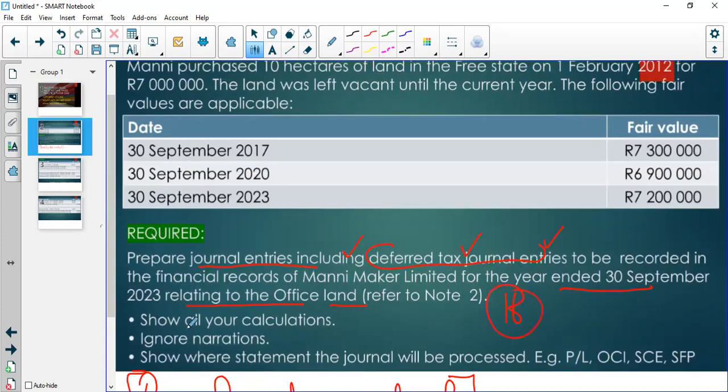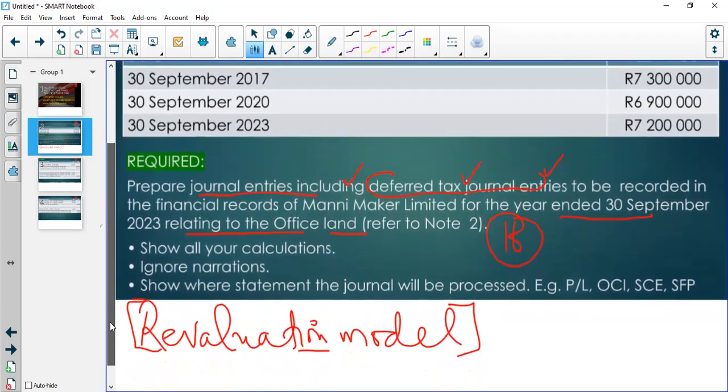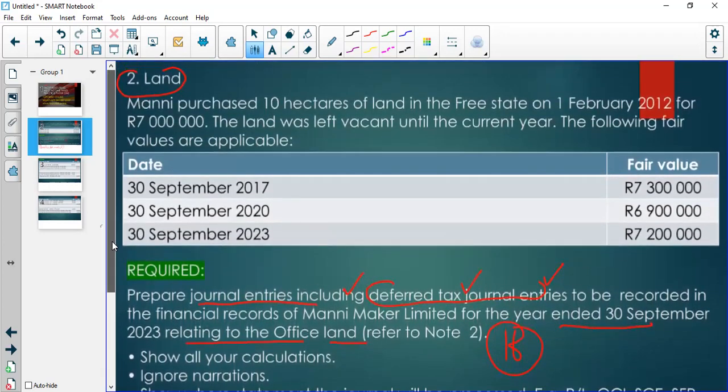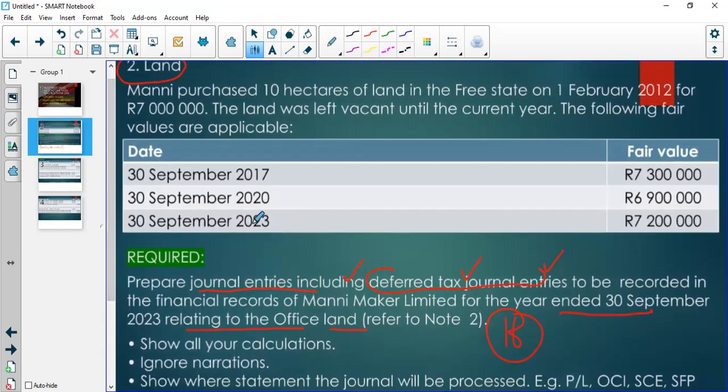So many students were wondering, is the mark allocation correct? Of course, it is correct. So we are in the year 2023, right? In the year 2023, there was a revaluation of land to its fair value. The carrying amount of land moved from 6,900,000 to 7,200,000.